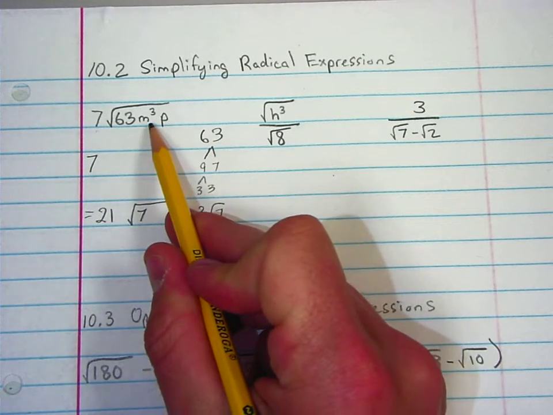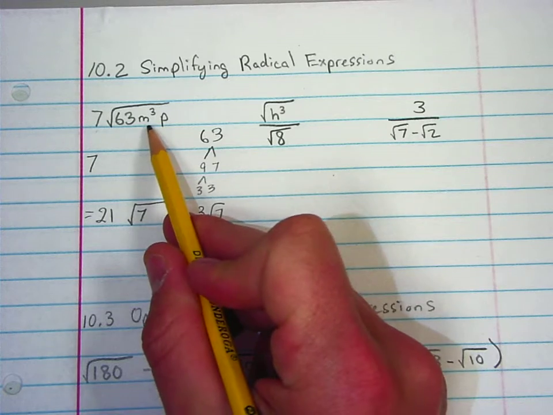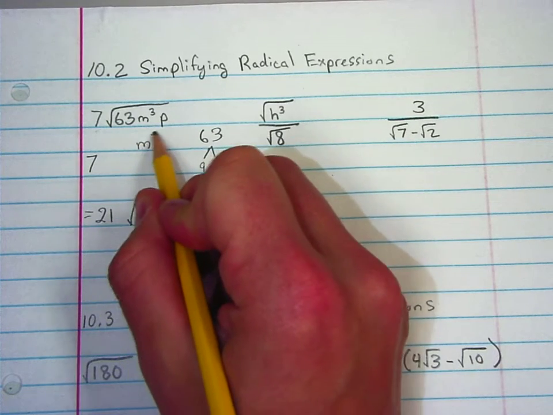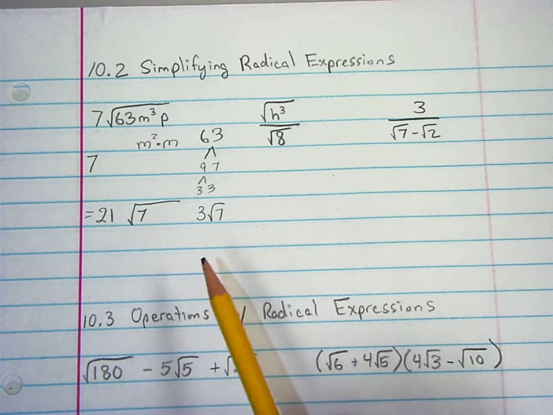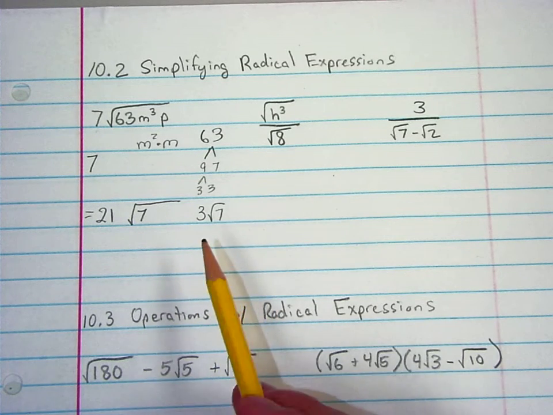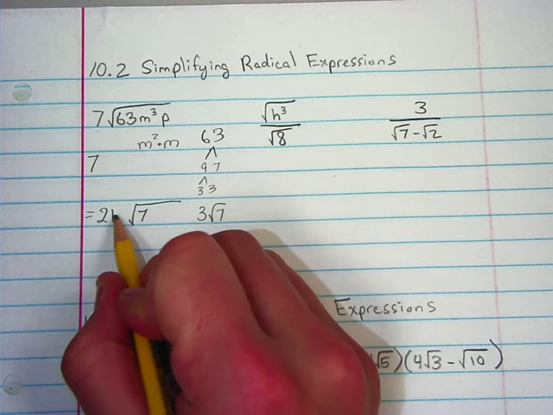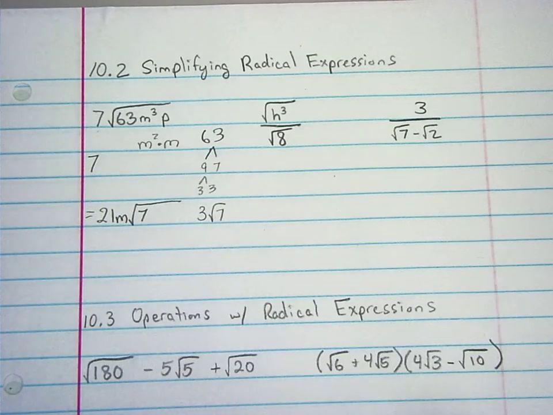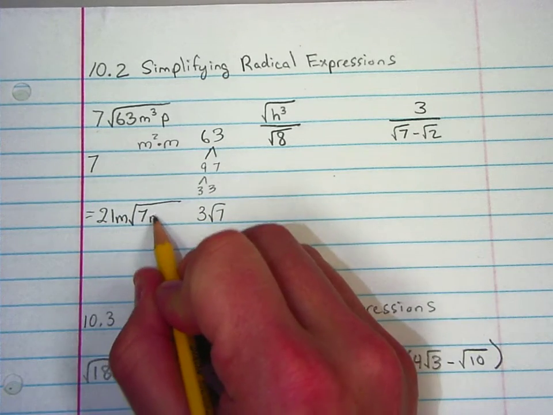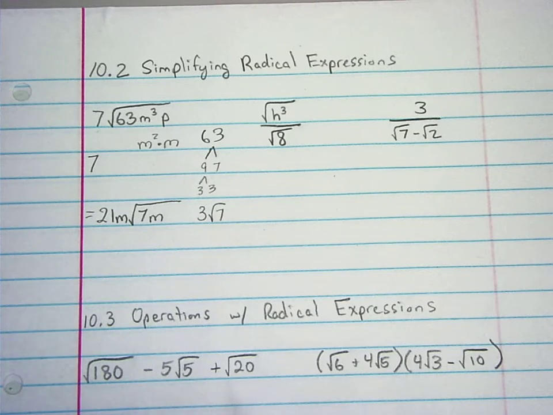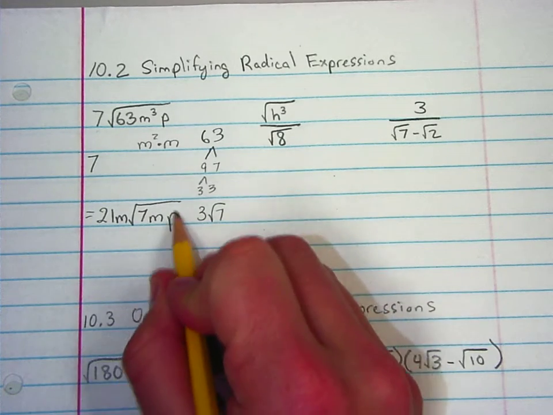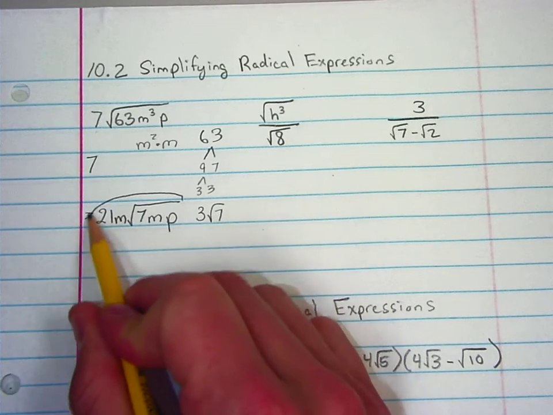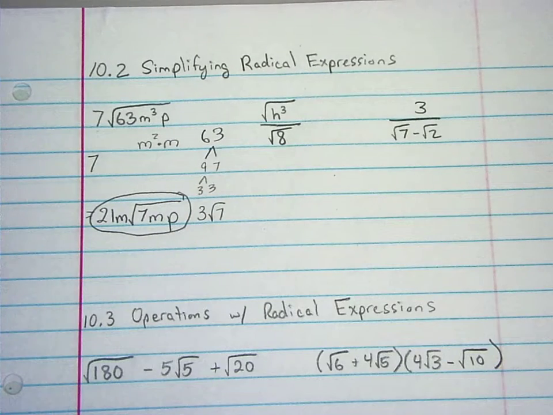Now, when you look at m cubed, you can rewrite m cubed as m squared times m. And we know m squared is a perfect square, so the square root of m squared is just going to be m. So you can pull that out, leave an m on the inside, and then the p just stays the same as well. So your answer is just 21m times the square root of 7mp.